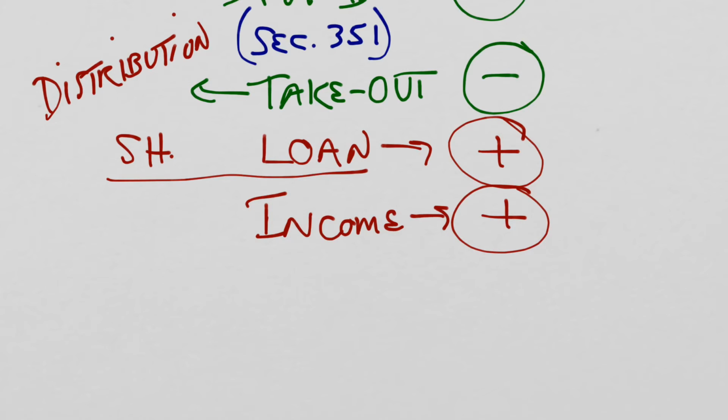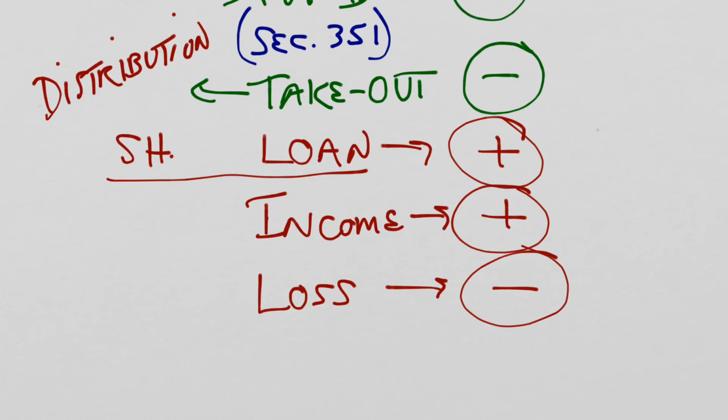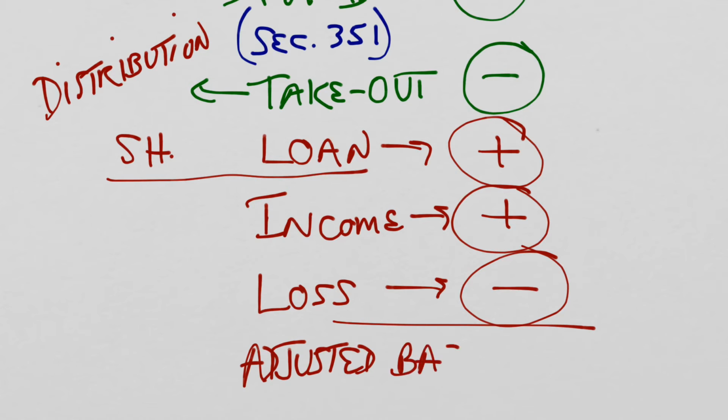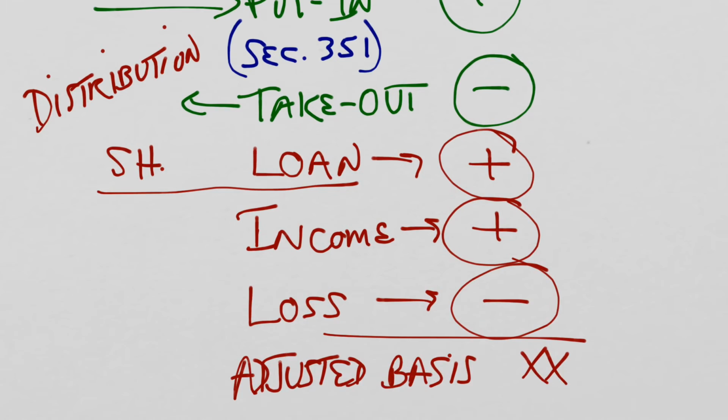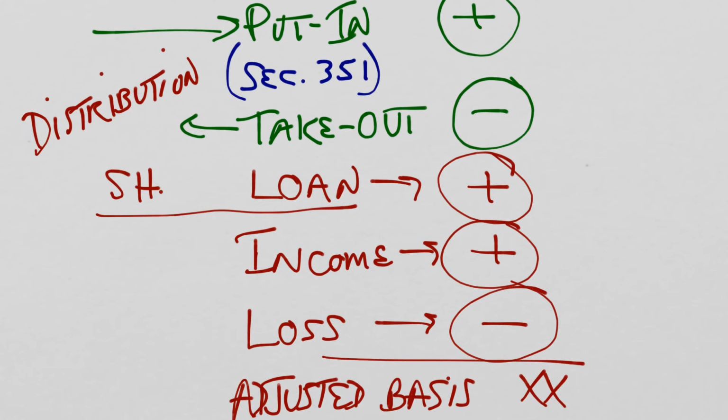And the basis is reduced by the amount of loss passed through to you. And the result is you get your adjusted basis in the stock. Whatever it is. So you can see the formula, what you put in to get the stock, what you put in later on would qualify as well. So whatever you put in anytime, doesn't have to be Section 351. So we'll just say anytime.